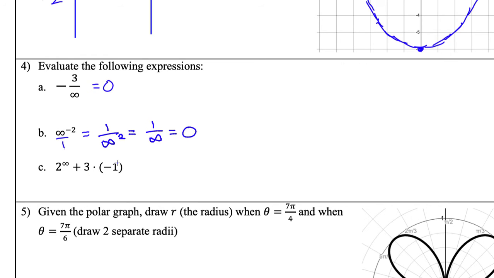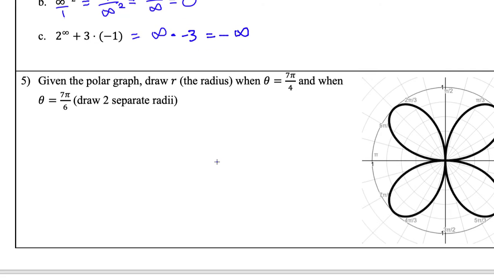Is this going to be 0? No, it's not. Okay, so let's simplify this a little bit. This is going to be 2 to the power of infinity. That is infinity. Anything to the power of infinity where the base is bigger than 1 is infinity. And then plus, well, 3 times 1 is times negative 3. So this is times negative 3. And then any negative times infinity is negative infinity.